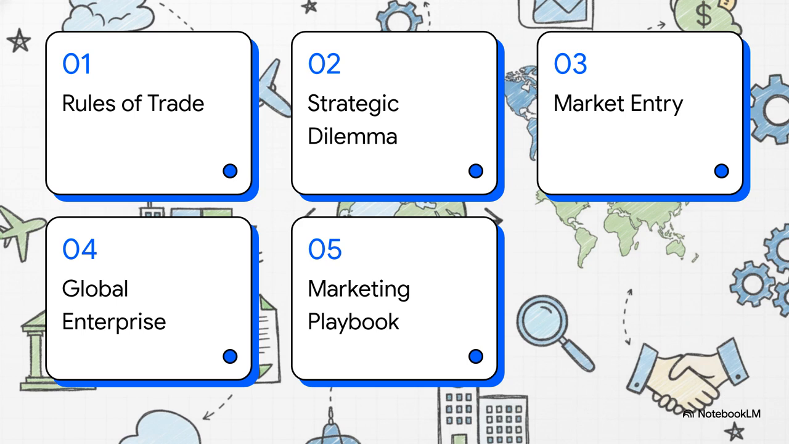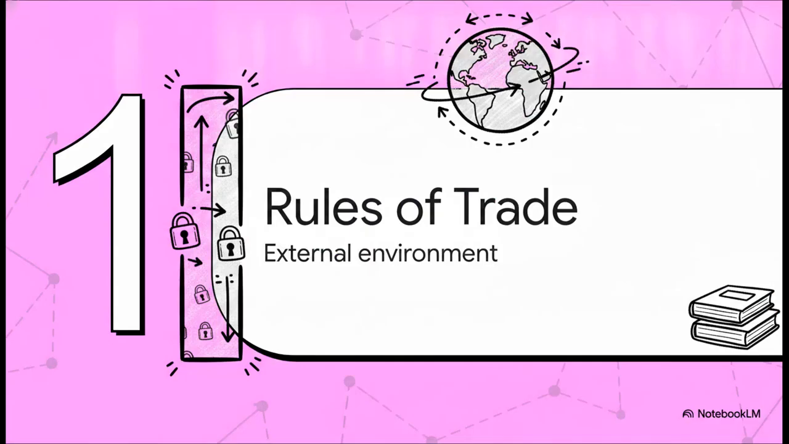Here is our roadmap for today. We'll start with the macro environment, the rules of international trade, then unpack the core strategic dilemma, chart our course with the market entry strategy matrix, figure out structuring the global enterprise, and finally, execute the global marketing playbook. Let's get to it. Section 1, the rules of international trade.